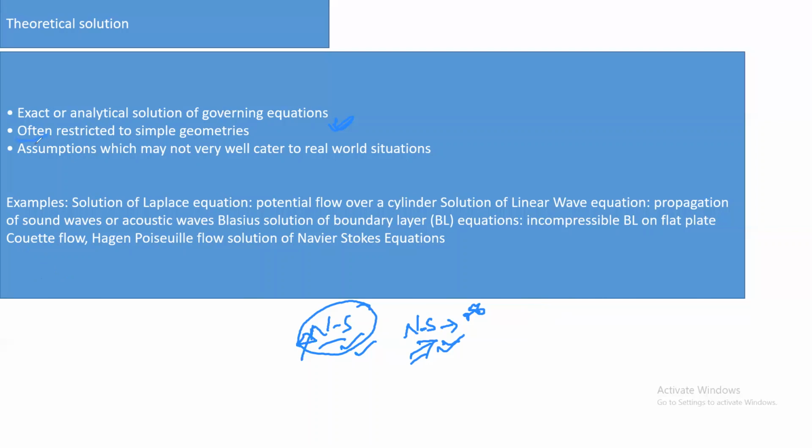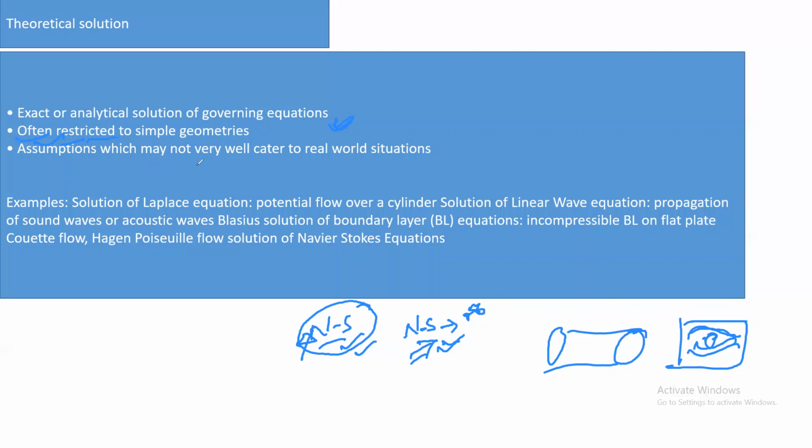I already told you, it is often restricted to simple geometry. If there is a flow in a pipe or flow over a cylinder, these are simple problems, so you have the analytical solution. But when there is a flow over an aircraft, you cannot do it analytically. Over a cylinder you can, but over an aircraft you cannot.